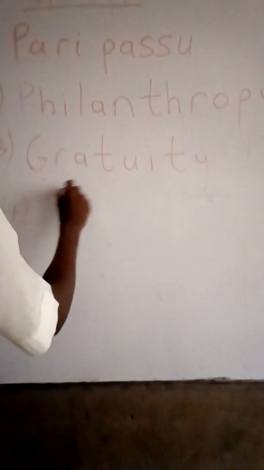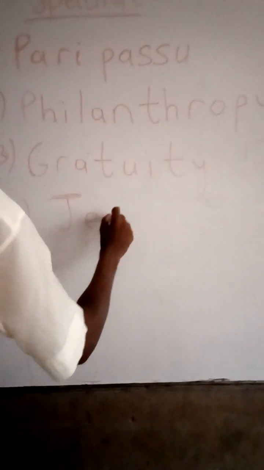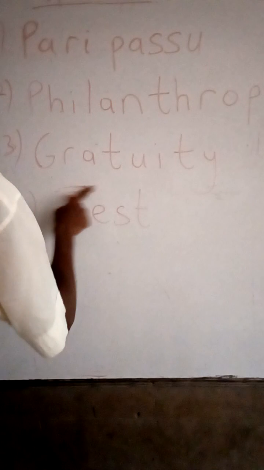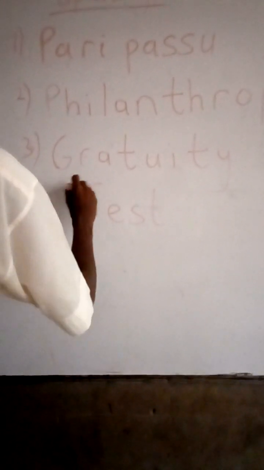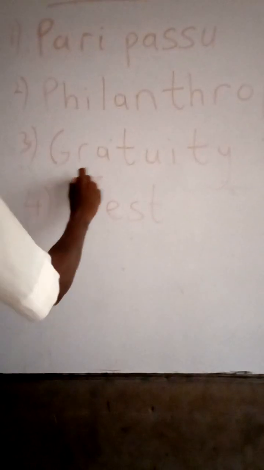The fourth one is guest. Who can spell guest? Guest. Spell guest. Yes? J-E-S-T. Good. Guest is J-E-S-T. Guest. J-E-S-T. Guest.